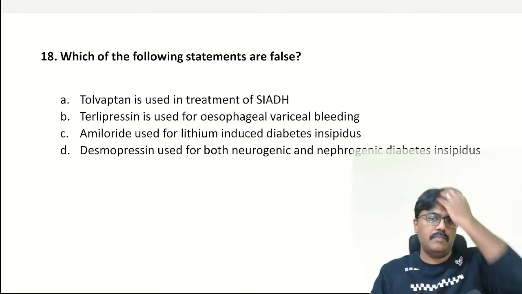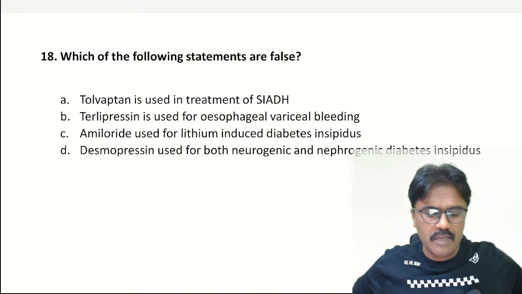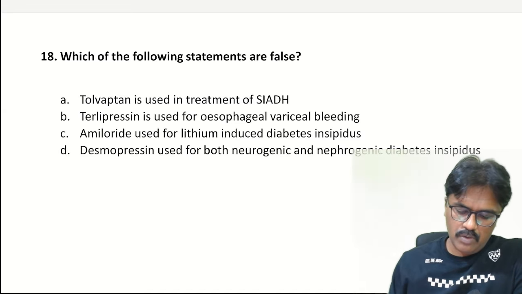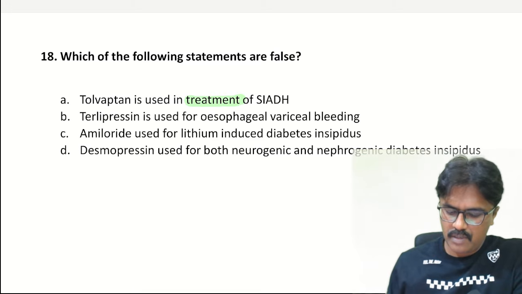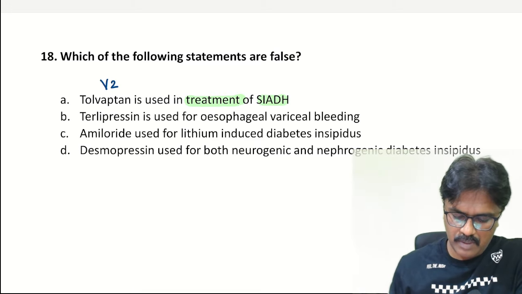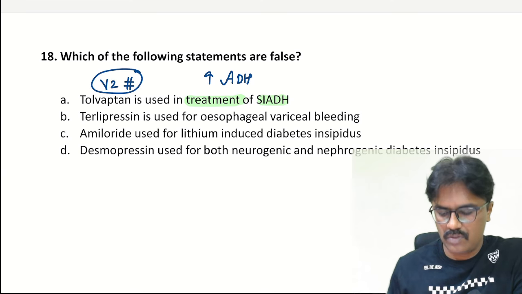Clear? Yes. So the next question is, which of the following statements are false? Tolvaptan is used for treatment of SIADH. Yes, tolvaptan is a V2 receptor antagonist. And what is SIADH? It's an excessive ADH condition. So it blocks the V2 action. So it's a true statement.